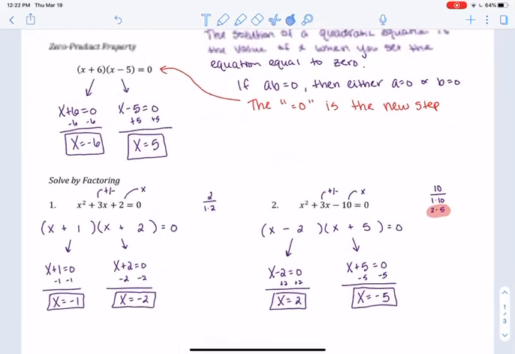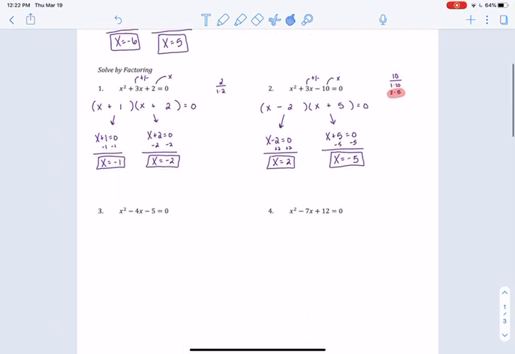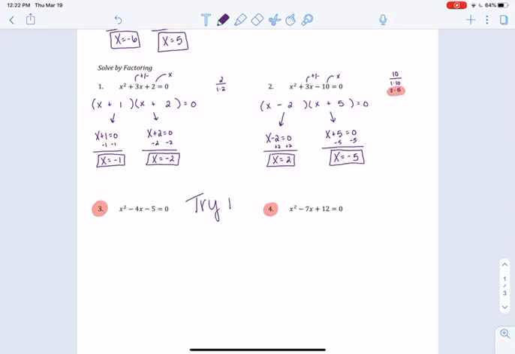And we're done. All right, so what you should go and do is try number 3 and number 4 on your own, and you can check in Schoology for the solutions. I will tell you that x is equal to negative 1 and x is equal to 5 for number 3, and x is equal to 3 and 4 here. So you should get both of those answers when you're all done.